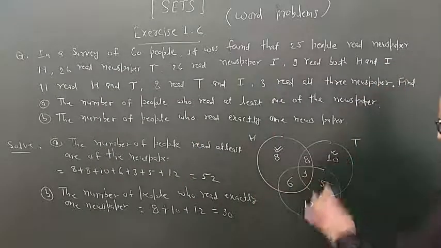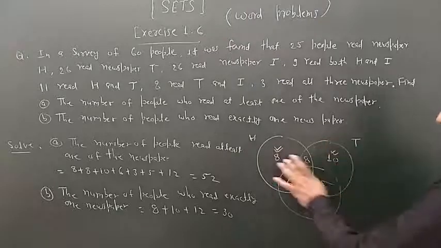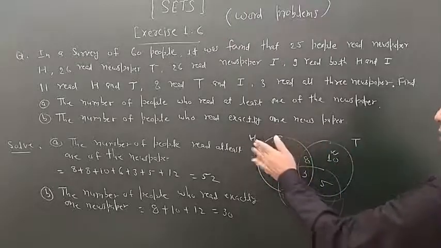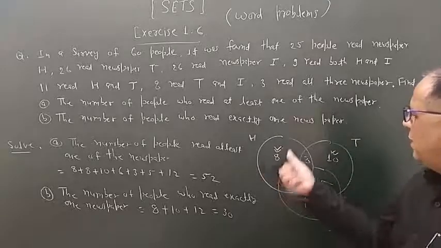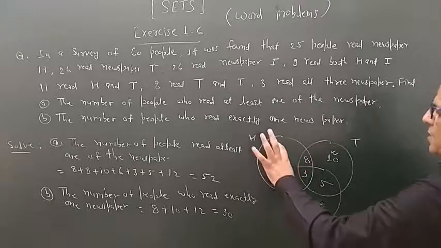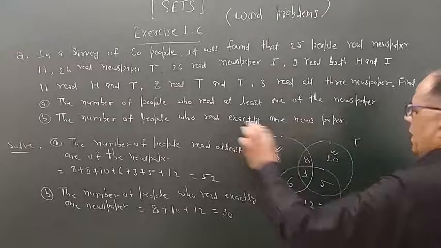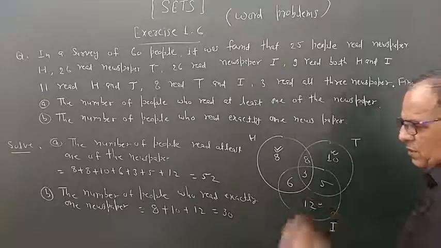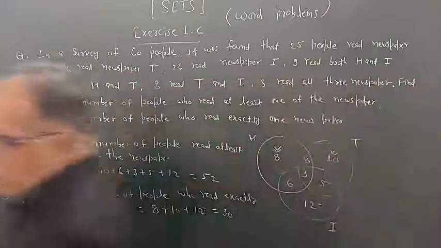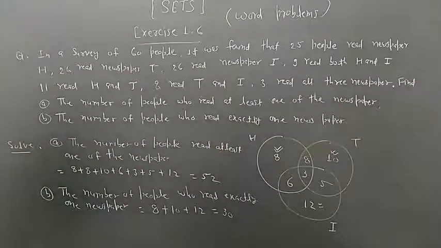8, 10 and 12. These are the pure H, because in the group H there are some more, but only 8 read only H. This value 10 is only T, and this value is only I. So this is the Venn diagram method for solving this type of question.